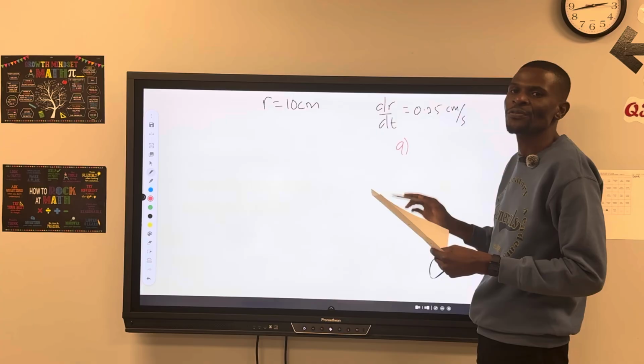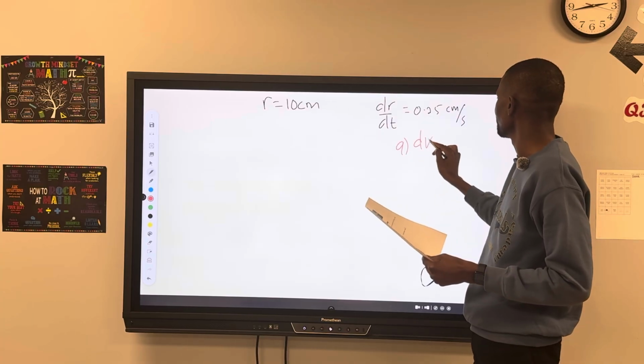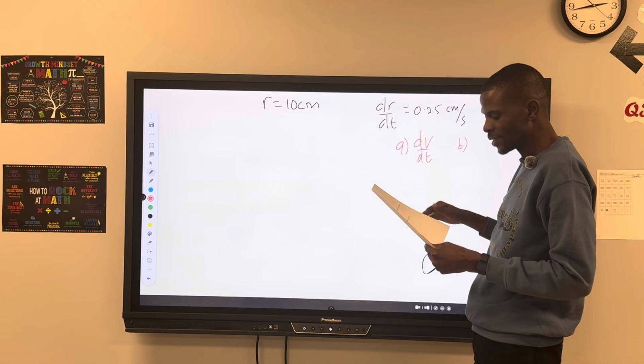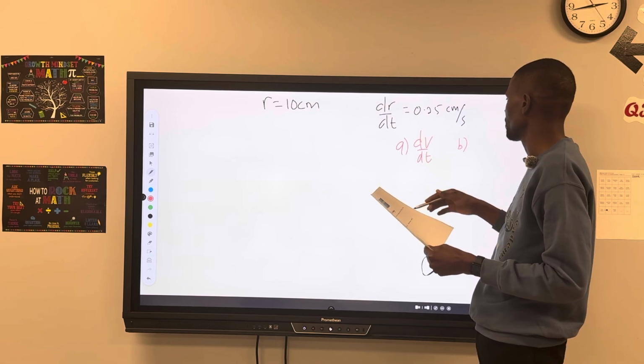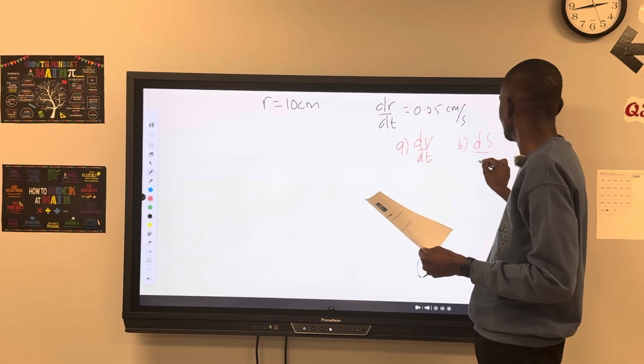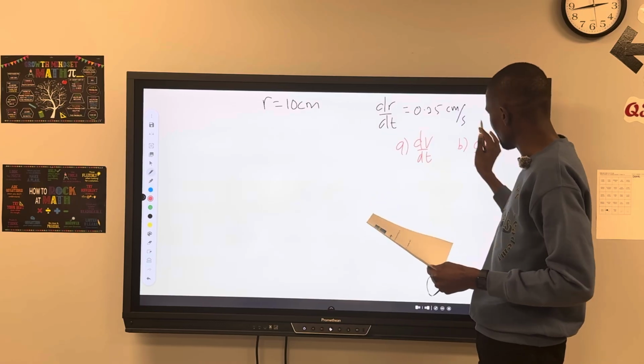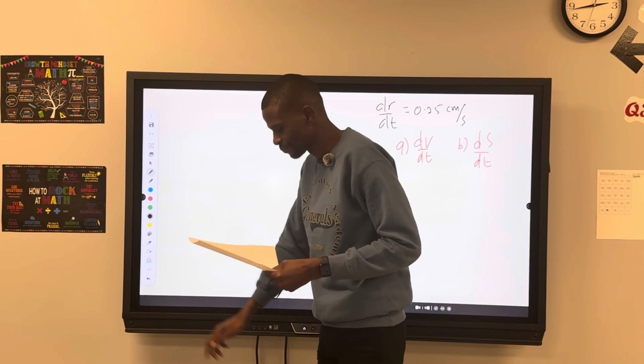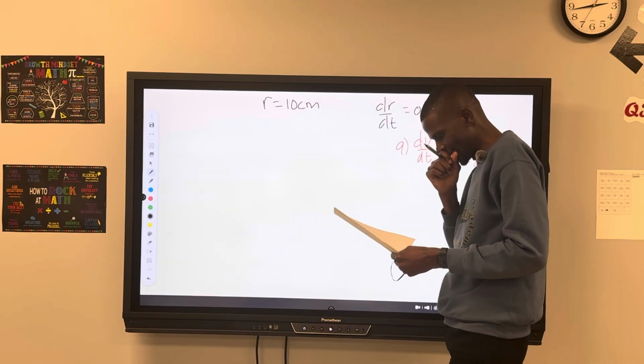So on part A of the question, we want to find the rate of increase of volume, so we need to find dV/dt. And on part B, we need to find the rate of increase of the surface area, so I can call it S. So it's dS/dt. These are the two rates of change that we need to find.